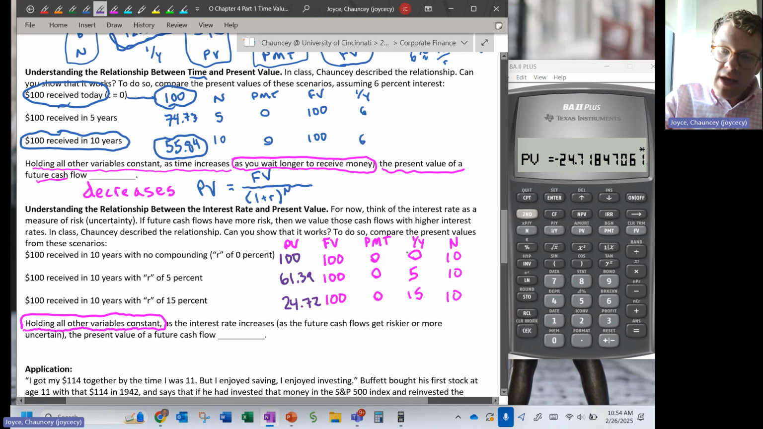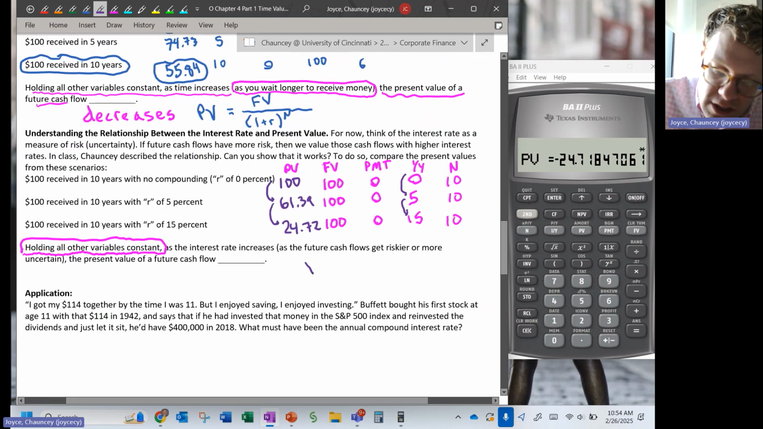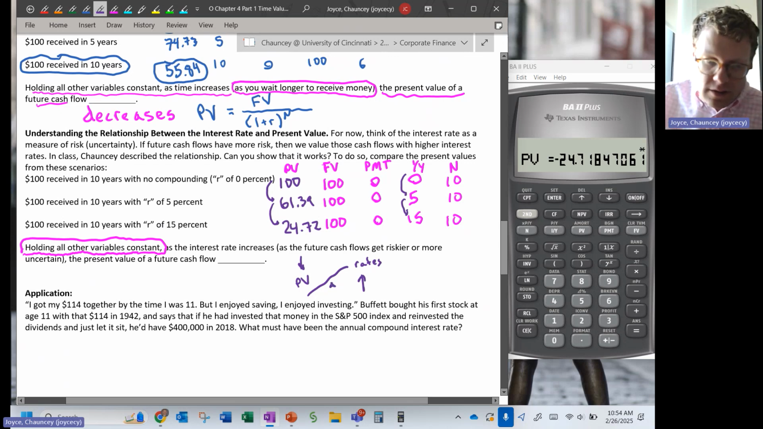So in every case, we are increasing our interest rate. It was going from 0 to 5 and then from 5 to 15. In each scenario, the present value decreased. So it leads to a very important relationship in finance that at higher interest rates or higher, in our case, discount rates, at higher discount rates, valuation or present valuation decreases. Think of it on a little teeter-totter there. So this is decreases is our answer.